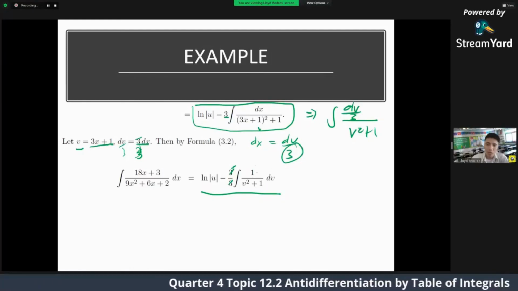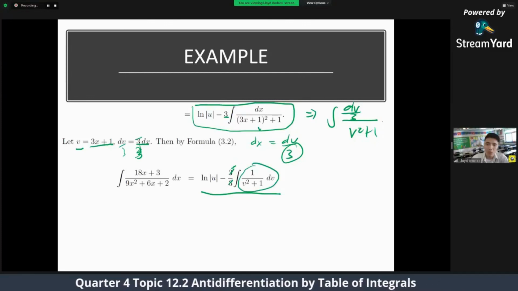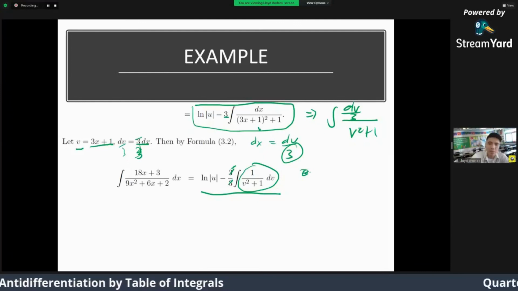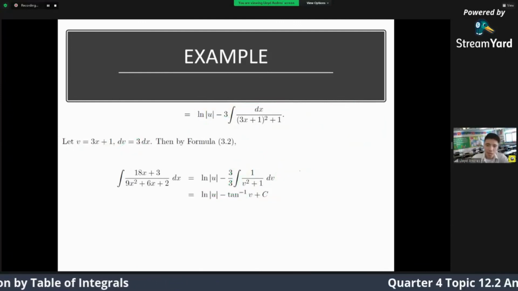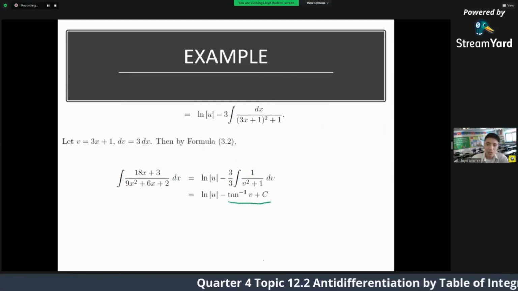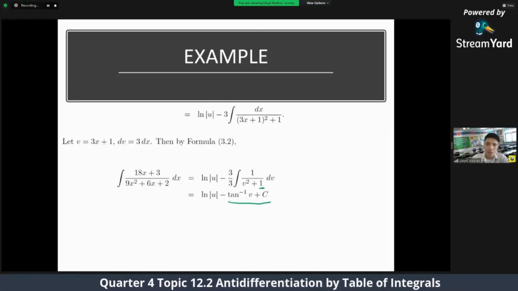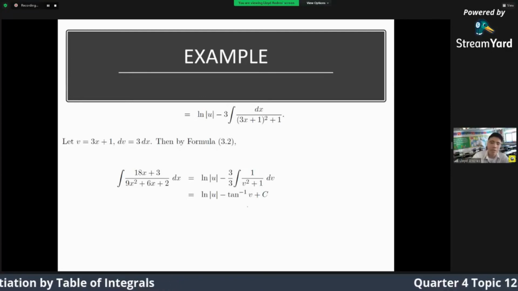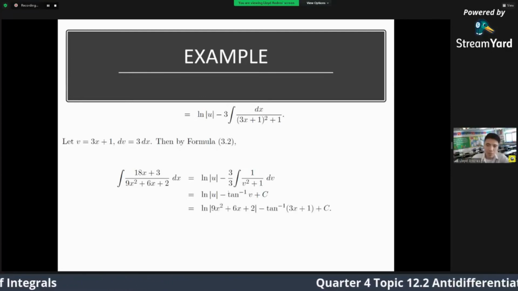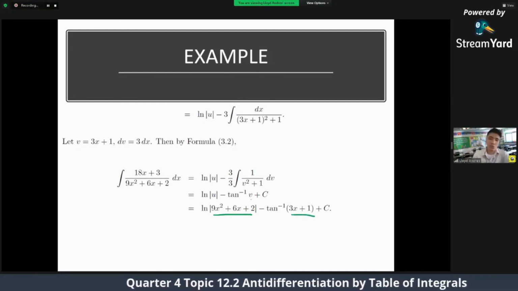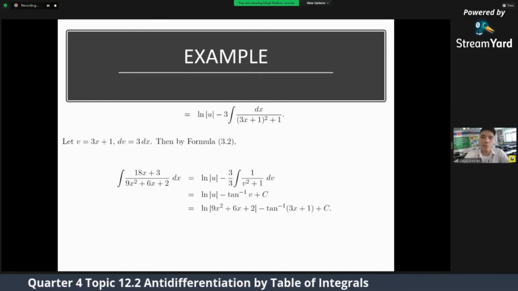Looking at this, it matches formula 2, the second formula. The pattern is that the answer is inverse tangent of v. The a here is 1, so v over 1 is 1 over 1. Then we substitute back: the u here is this, and the v here is that. So this is a challenging example.